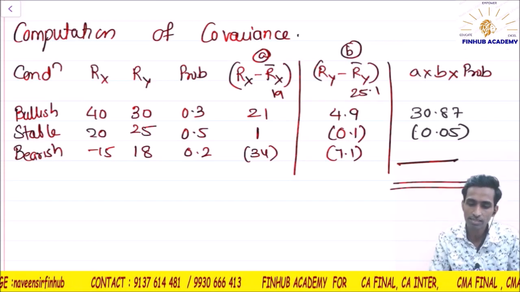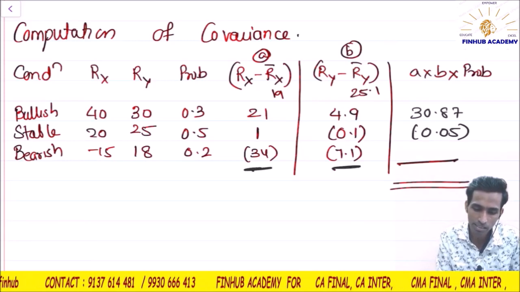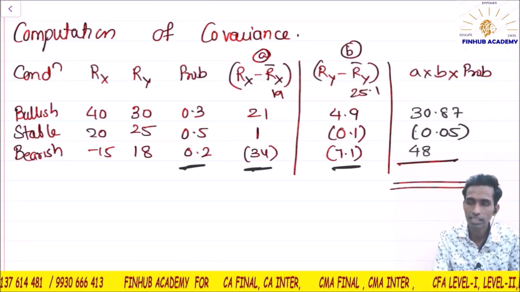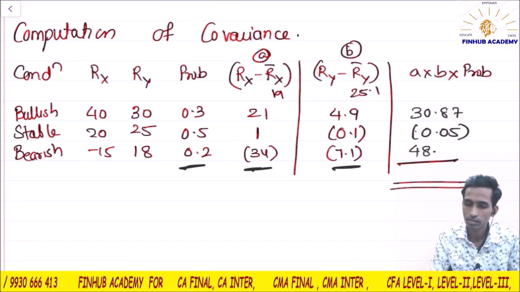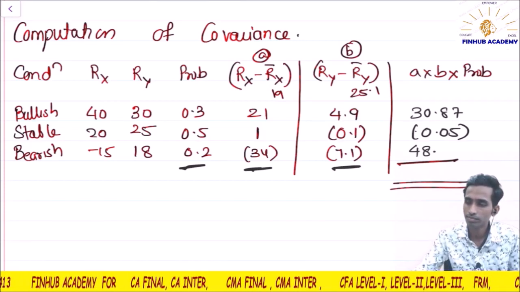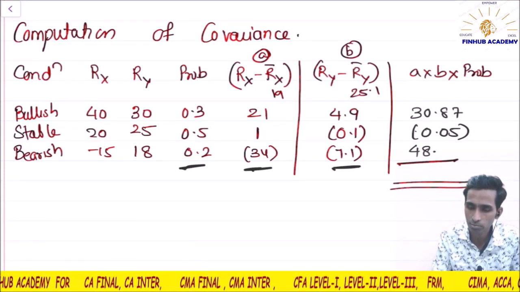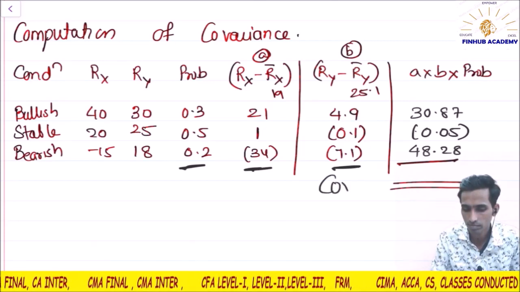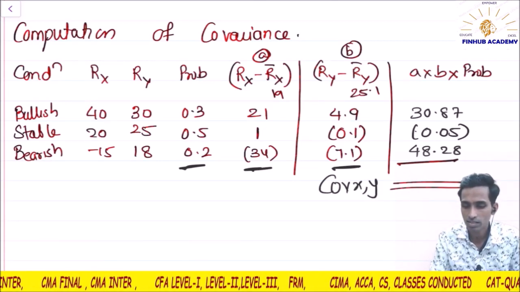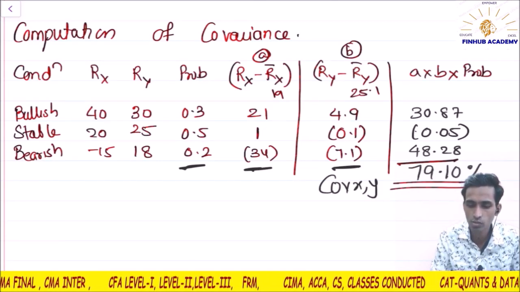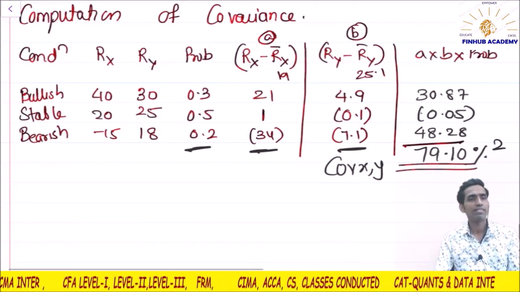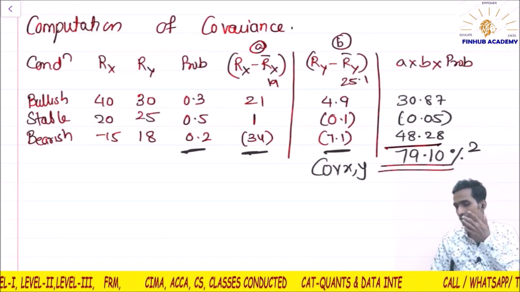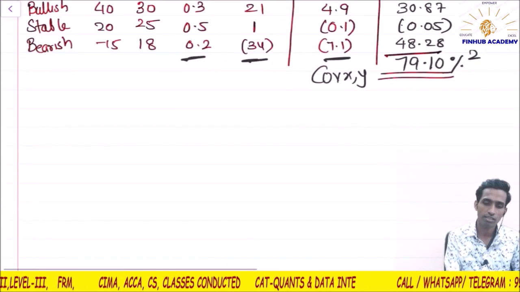So next one, how much is it? This multiplied by this multiplied by this. Minus minus will become plus this time. 48.28. The total is 79.10 percent square. Have you understood? This is 79.10 percent square. Please copy. Done. Great. That's so fast.